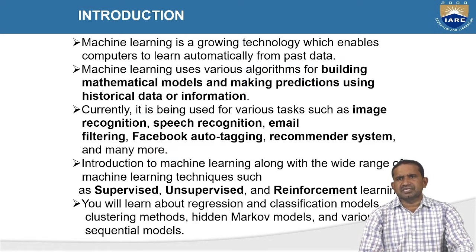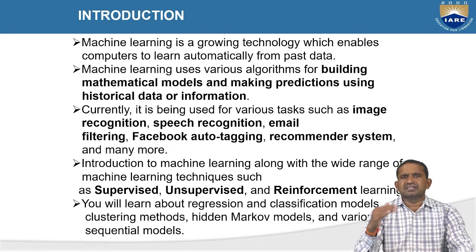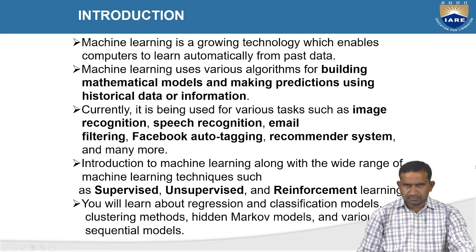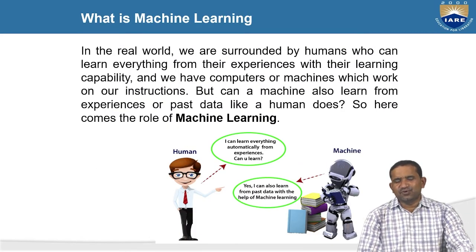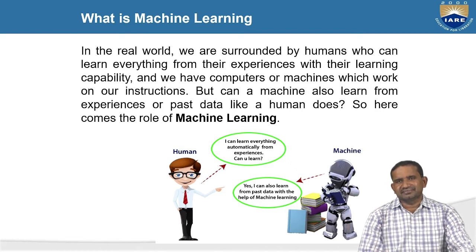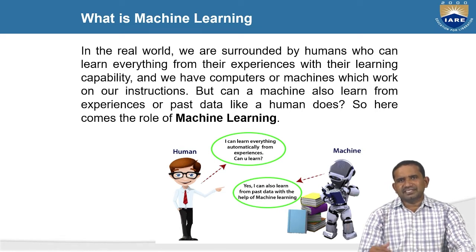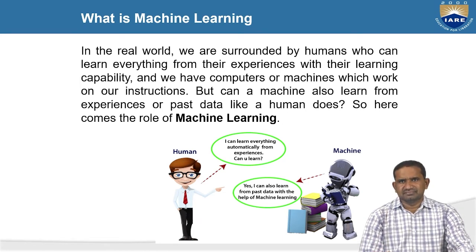These classifications are the types of machine learning, meaning some ranges of machine learning. As well as you learn about regression and classification models, clustering methods, hidden Markov models, and various sequential models. This comes under the types of machine learning models with some concepts. Right. Finally, what is technically machine learning? Machine learning is defined in different ways by customers or experts.